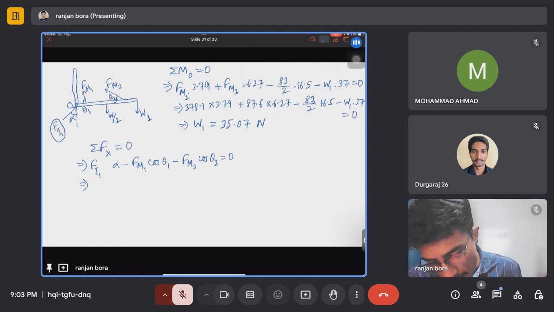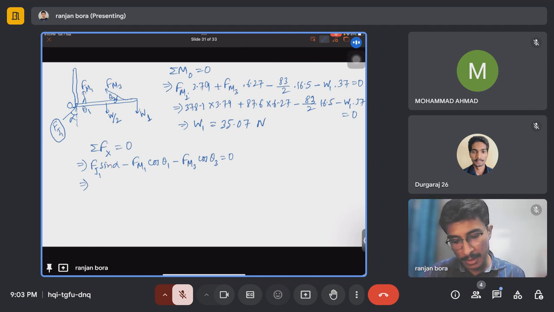Yes, this will be sin alpha. Yeah, thank you for correcting. So we have two unknowns here, Fj1 and alpha. So we will need another equation. That equation will be summation Fy equal to 0.